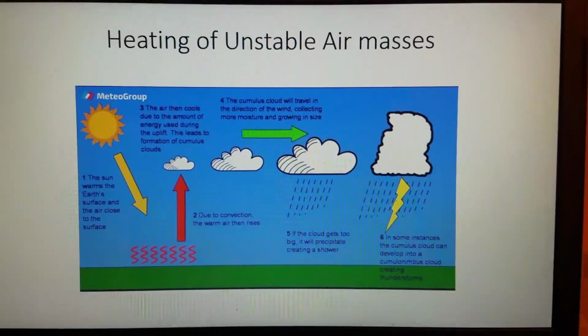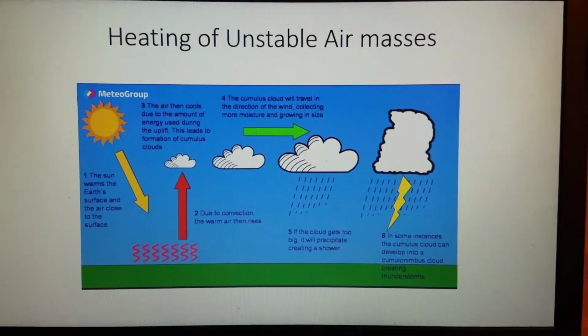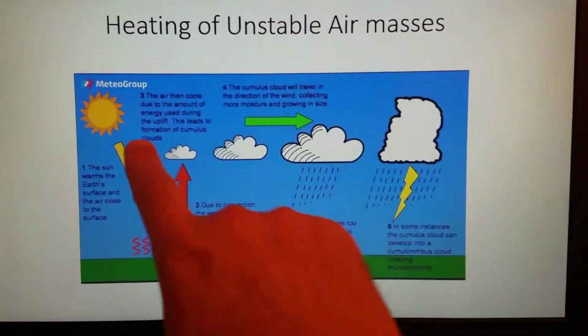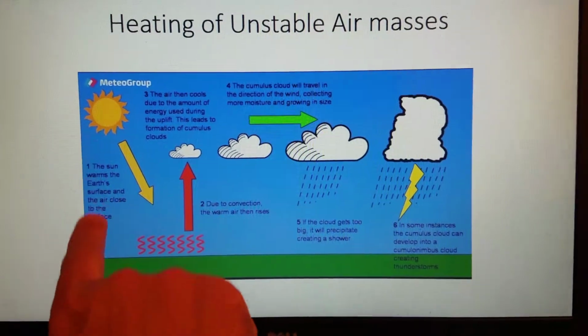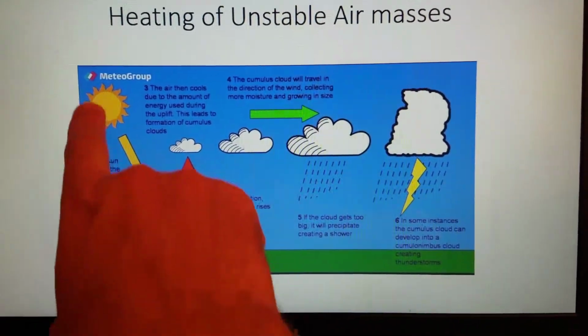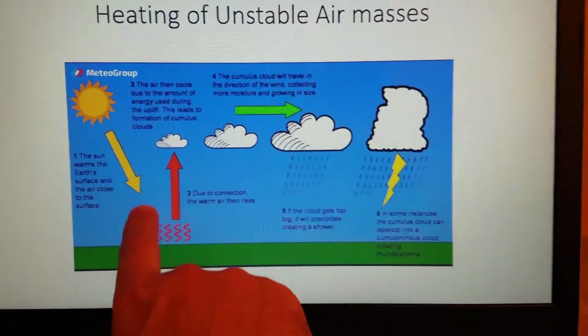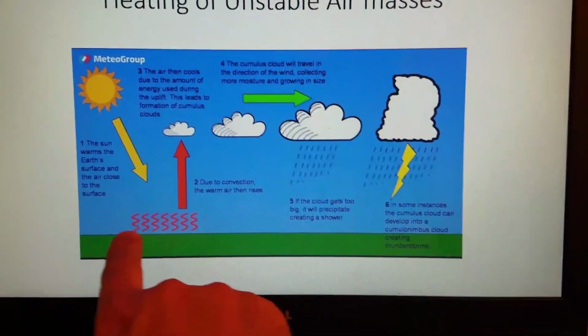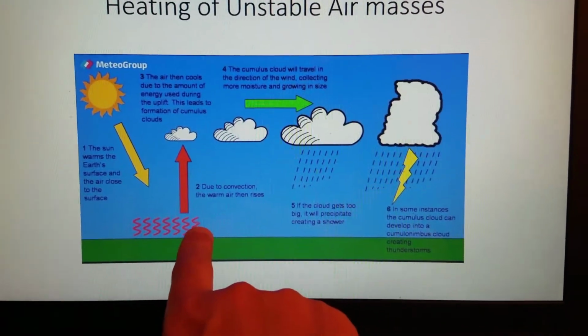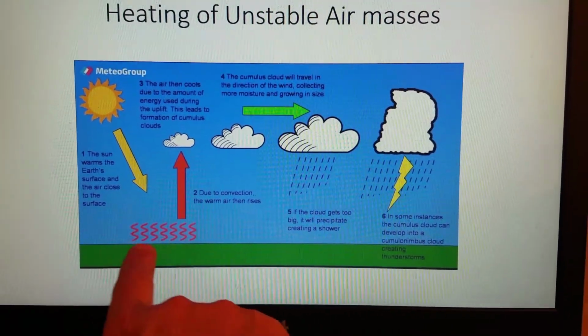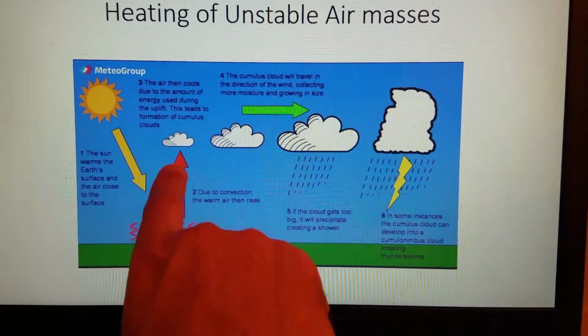All right, so let's first talk about heating of an unstable air mass. This typically occurs during the summer months. You have a very high sun angle. This first step here indicates that it sends its shortwave solar radiation down towards the Earth's surface. It heats this land area. And as air is heated here closer to the surface, it becomes less dense and it wants to rise.